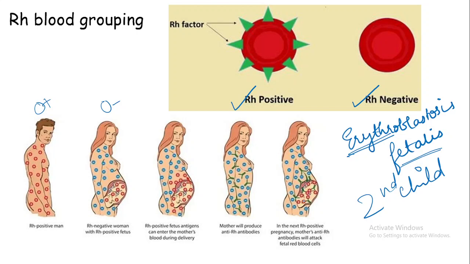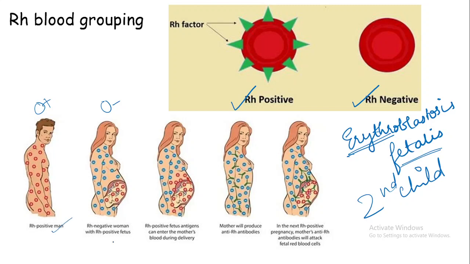What happens here is, in case the second child becomes RH positive, these green colors, what you can see, the antibodies will act against it. Antigen antibody reaction happens and the baby will not develop because the blood gets clumped. So in most of these cases, if the second child is RH positive again, then the baby will not form at all. That is erythroblastosis fetalis.